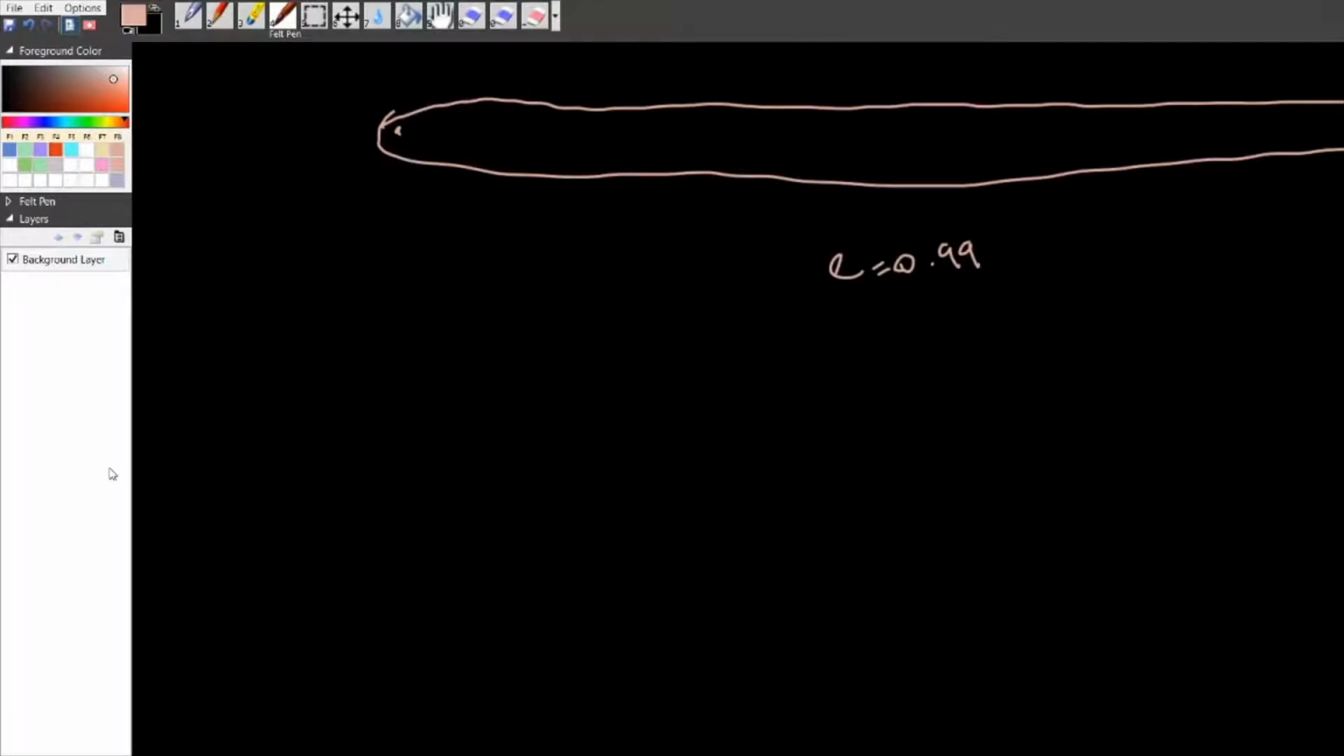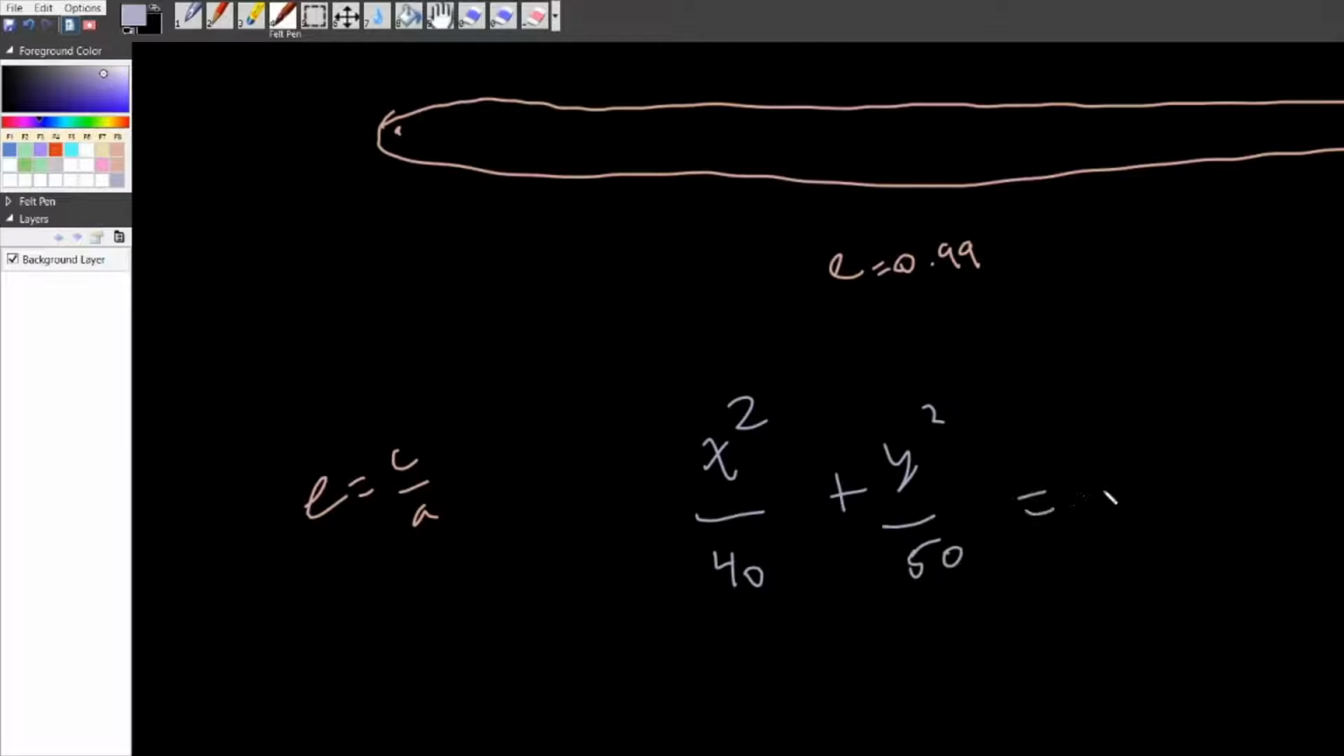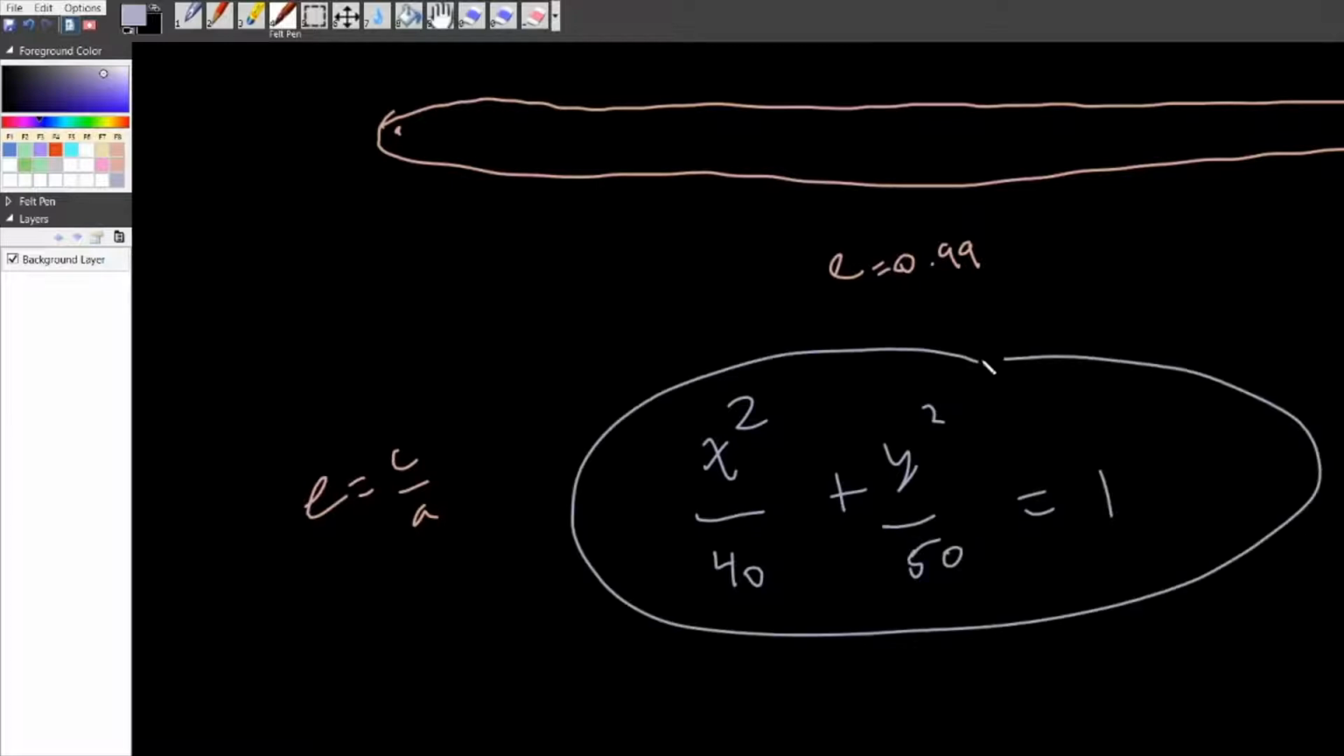Okay, so recalling that E equals C over A, I'm going to give you an equation, and I would like you to find the eccentricity. So here we have x squared over 40 plus y squared over 50 equals 1. Please find the eccentricity. I'm going to go get some water.